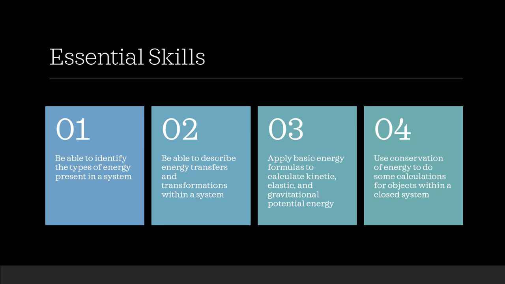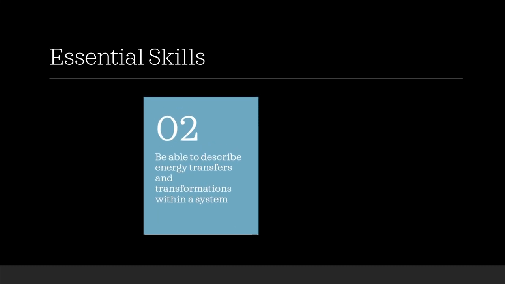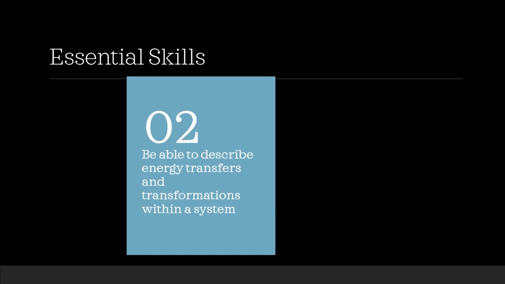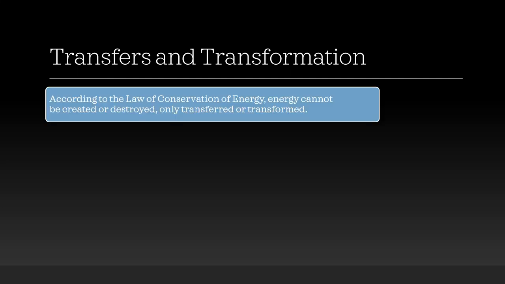So next up, now that we've practiced identifying the types of energy present in a system, we're going to look at describing energy transfers and transformations within a system. In order to do that, we first need to define the terms transfers and transformation. Now, transfers and transformation come from the law of conservation of energy, and the law of conservation of energy states that energy cannot be created or destroyed. It can only be transferred or transformed.